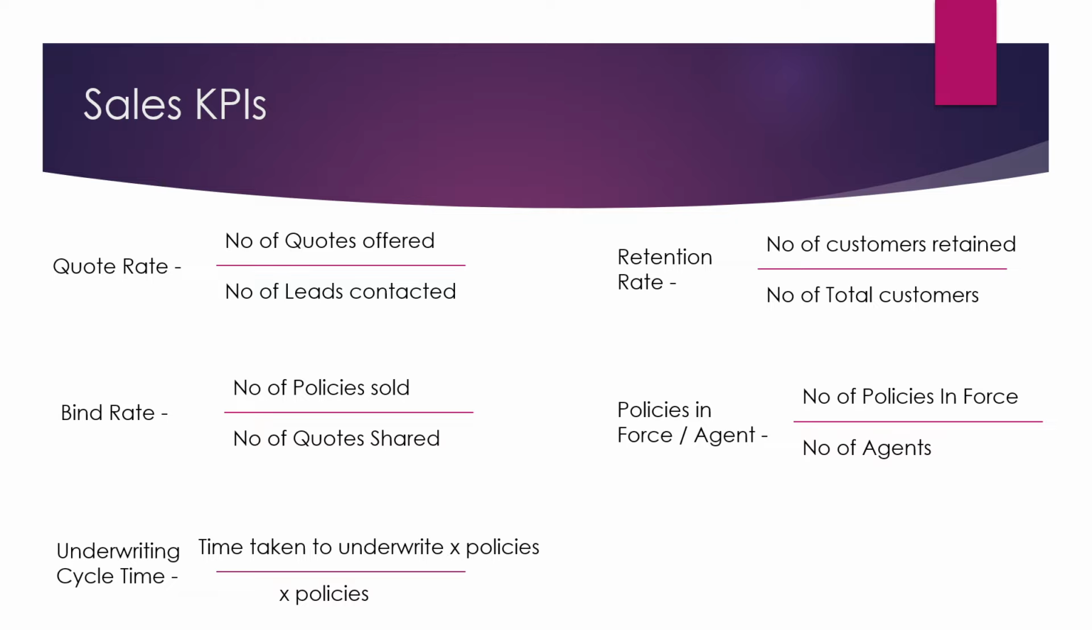Now, what do we mean by underwriting cycle time? So if you are working on 10 policies in a month, and for each policy you are taking, on average, 10 days, then your underwriting cycle time is 10 days. What is this 10 days? It is the time between your prospective customer reaching out saying, I'm interested in a policy, can you share a quote, to the time that you have done all the calculations in terms of understanding the risk and calculating the premium, and shared the final quote with the customer, right? So this is the underwriting cycle time.